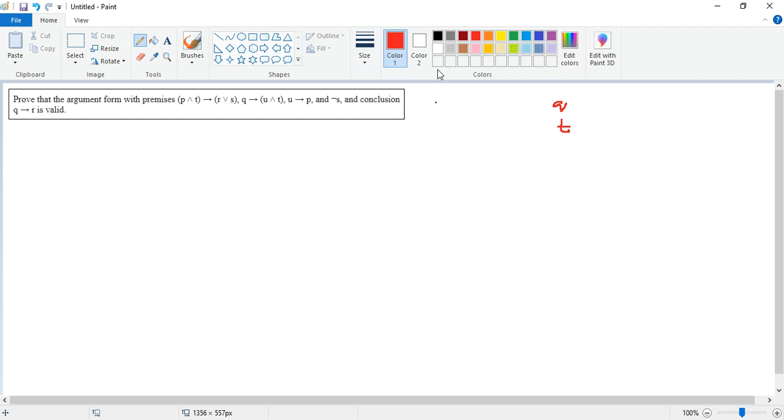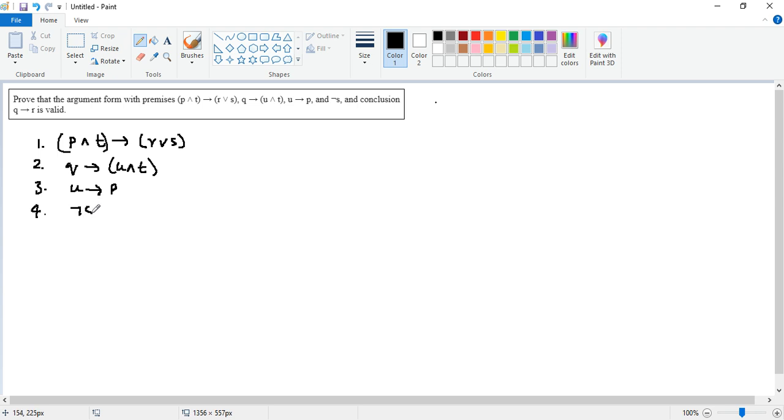Now, when you have a case like this, if I just list down the premises, it looks like this. The first premise is P and T implies R or S. The second premise is Q implies U and T. The third premise is U implies P. The fourth premise is not S, and the conclusion is Q implies R.